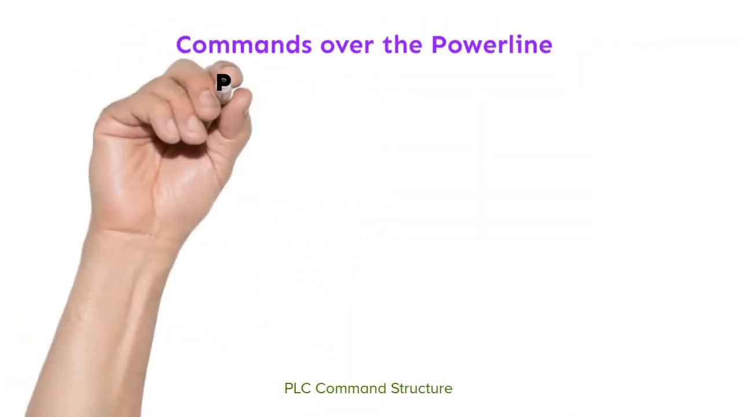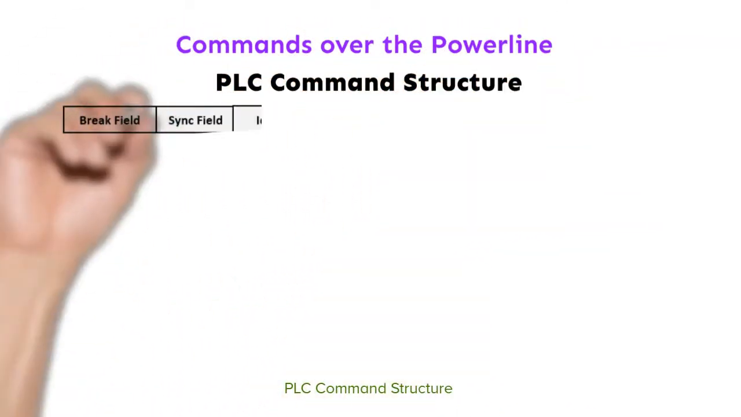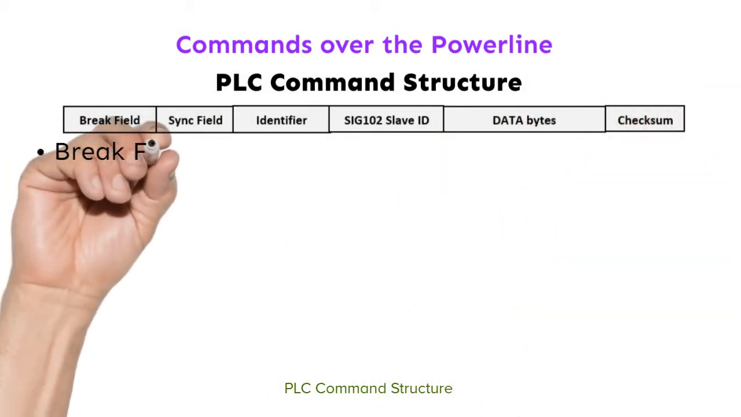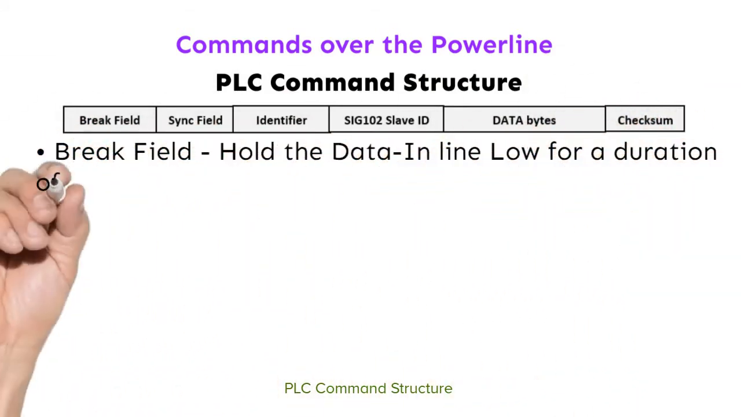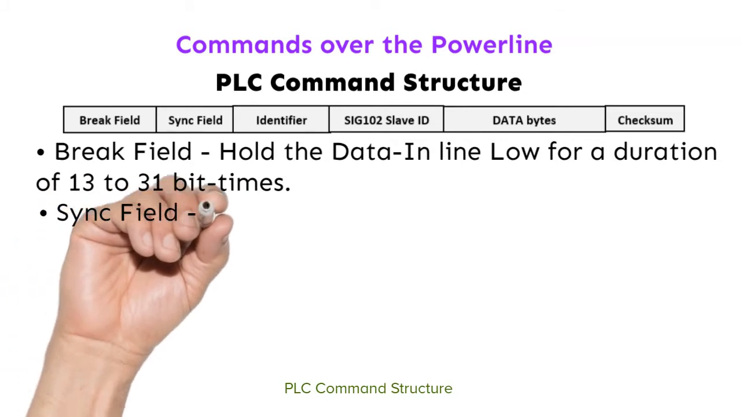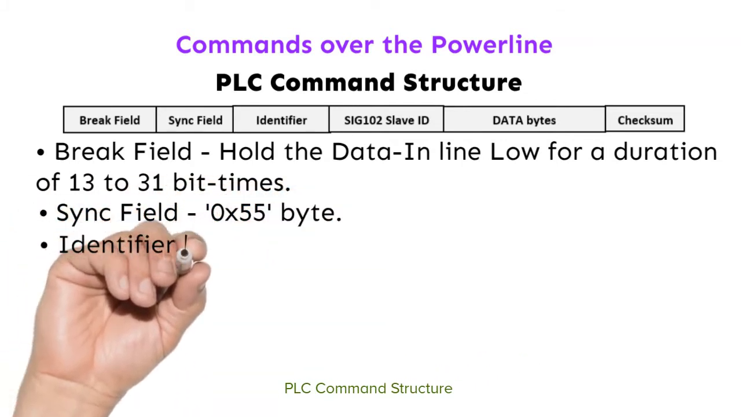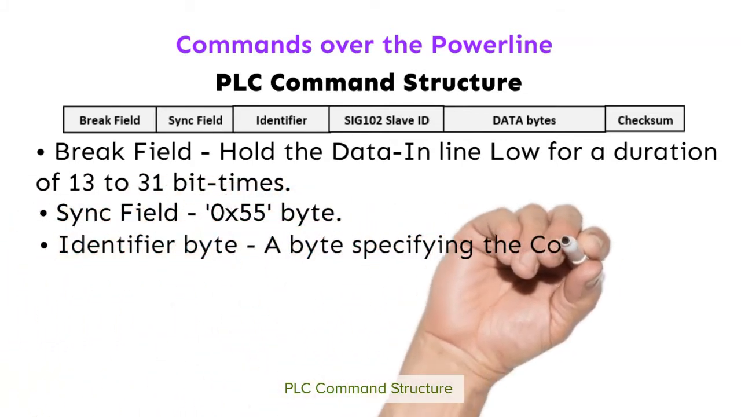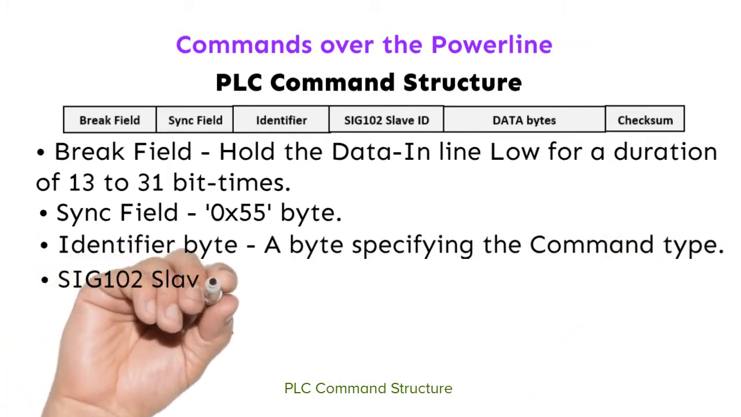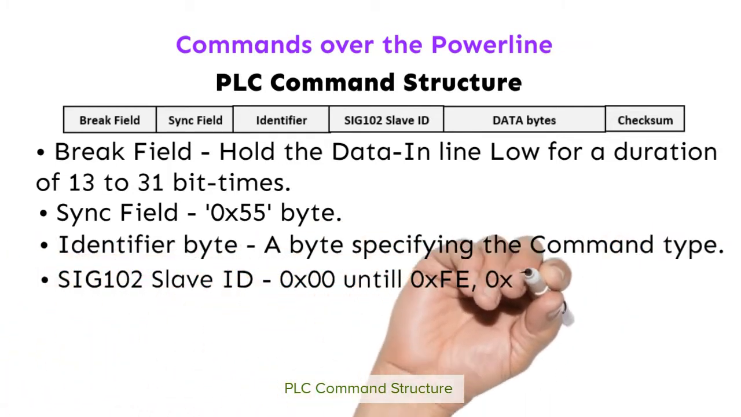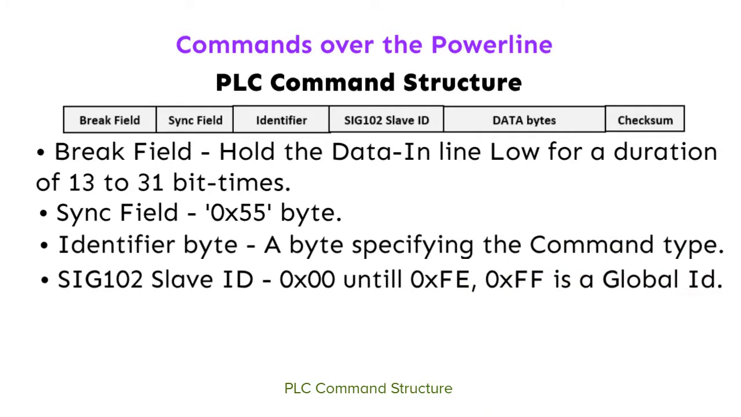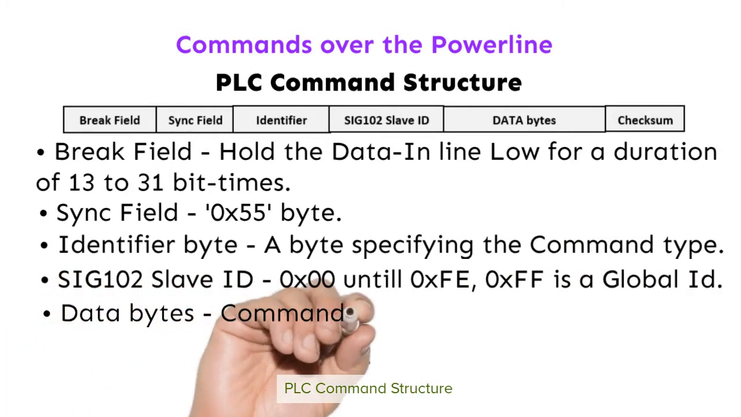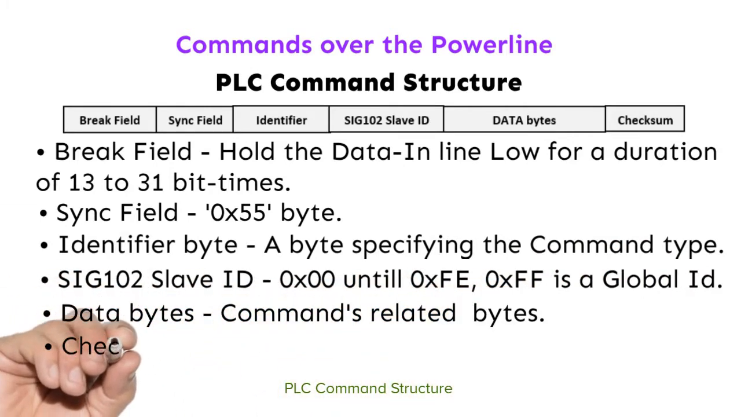Commands over the powerline. PLC command structure. Break field: hold the data line low for a duration of 13 to 31 bit times. Sync field: a 55 hex byte. Identifier byte: a byte specifying the command type. SIG102 slave ID, between 00 and FE hex. FF is a global ID. Data bytes, command related bytes, and a checksum.